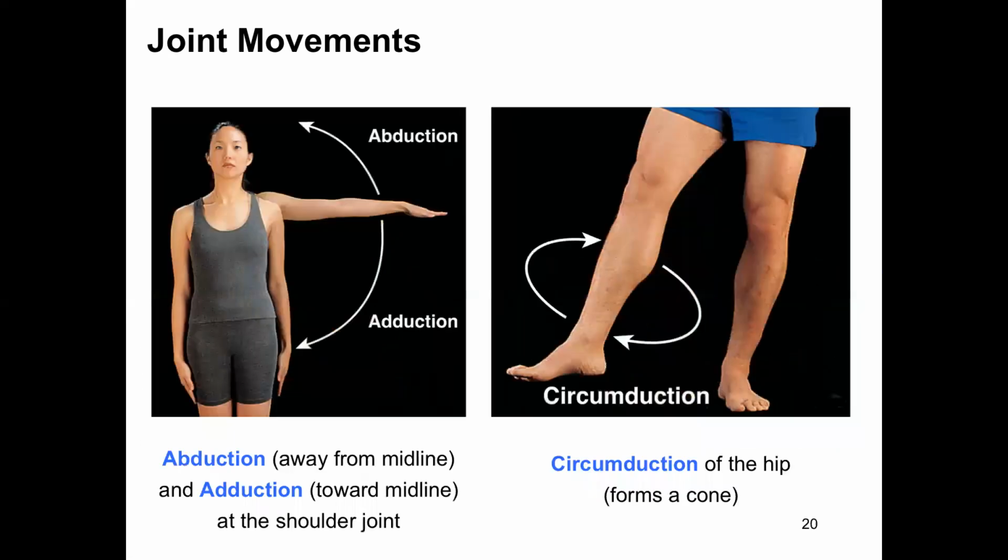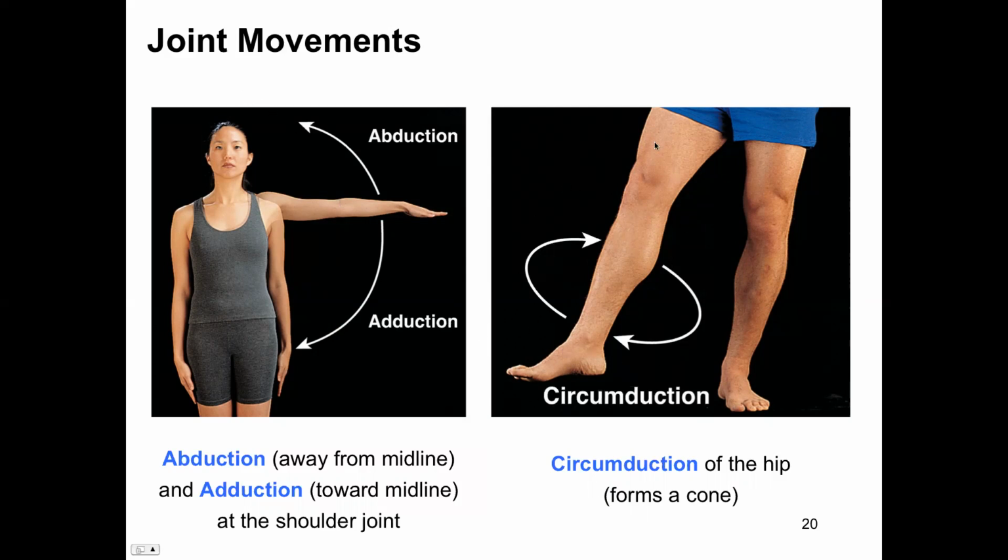Okay, then we have abduction, which is pulling you away from midline, and adduction is toward midline, and this would be the shoulder joint. Midline is this line down here of the body. I know it looks like you're going back to the middle here, but if you think about the way the joint moves, you're opening the joint, so you're abducting here.